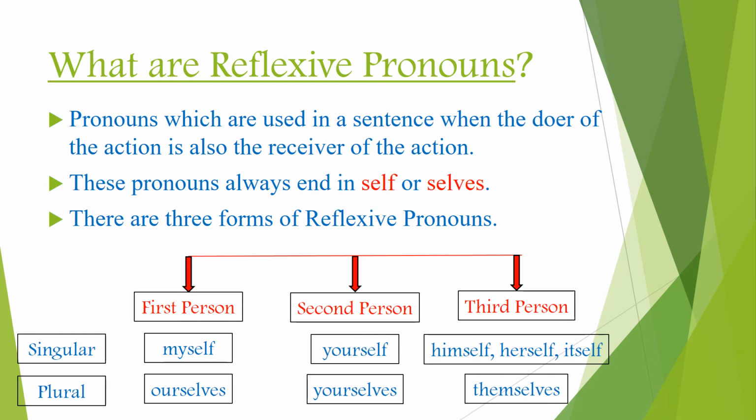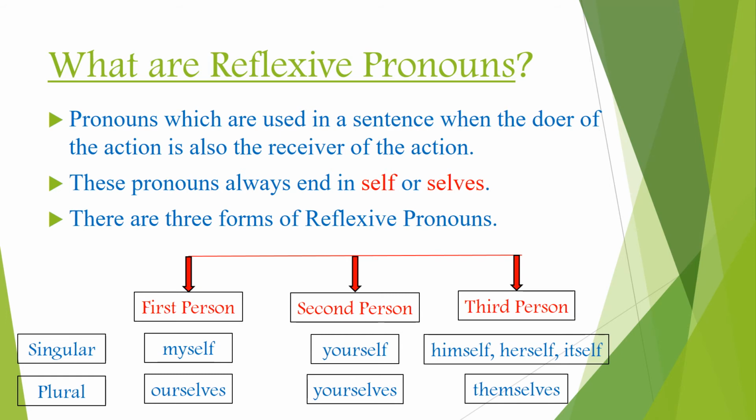Okay, the third person singular reflexive pronouns are himself, herself, itself. Now there are 3 because we're using himself for male, herself for female, and itself for neuter genders. So there are third person singular reflexive pronouns himself, herself, and itself.